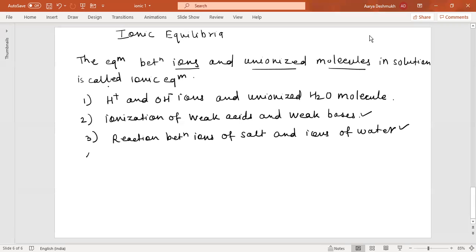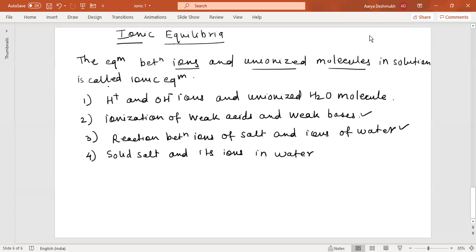Then the next type, that is the solid salt and its ions in water. So how the equilibrium is established in all the 4 conditions, we will be studying under this heading of ionic equilibria.